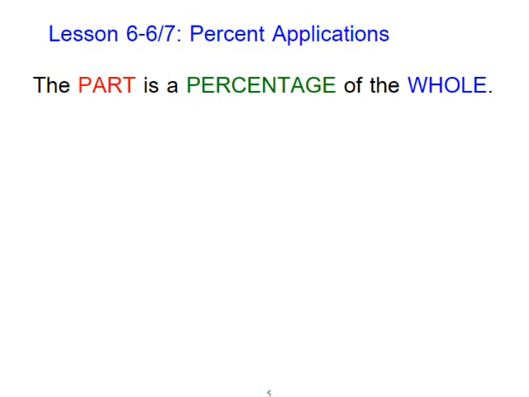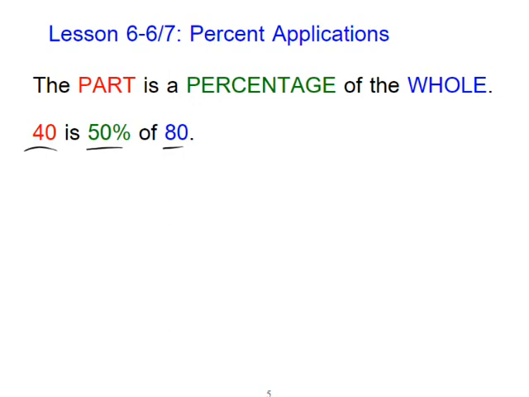Take a moment and recall this basic sentence upon which all percent problems are based. The part is a percentage of the whole. As is true in this basic percent problem, 40 is 50% of 80, where 40 is the part, 50 is the percent, and 80 is the whole. We will refer back to this pattern over and over again throughout the lesson.